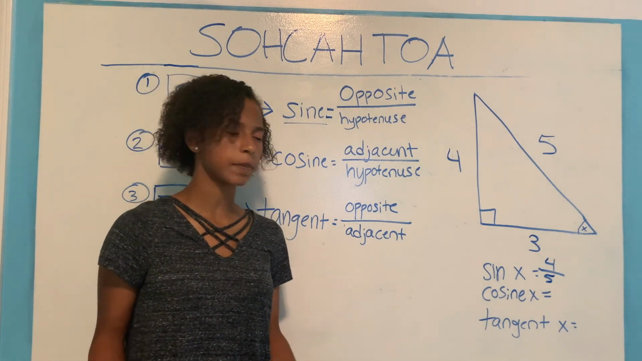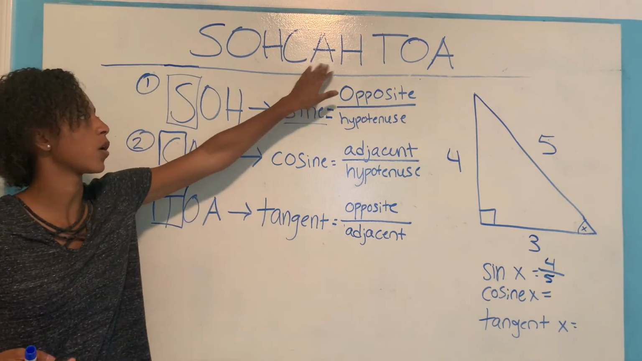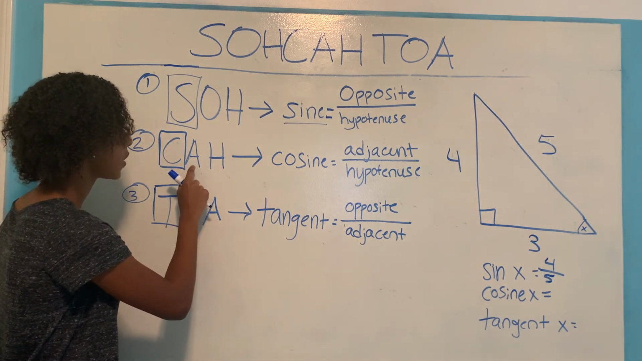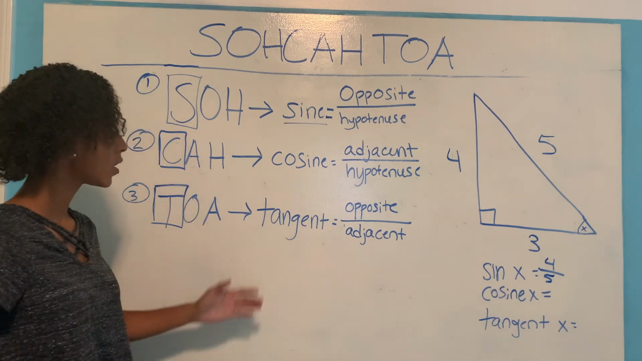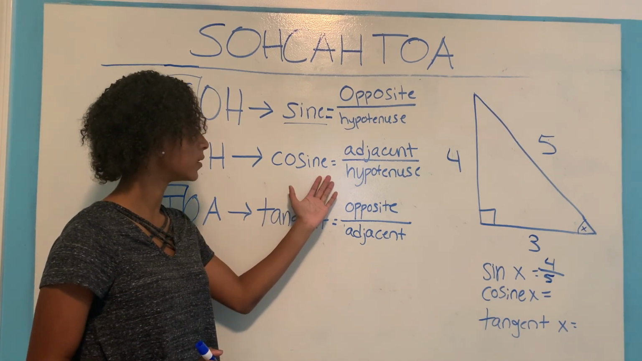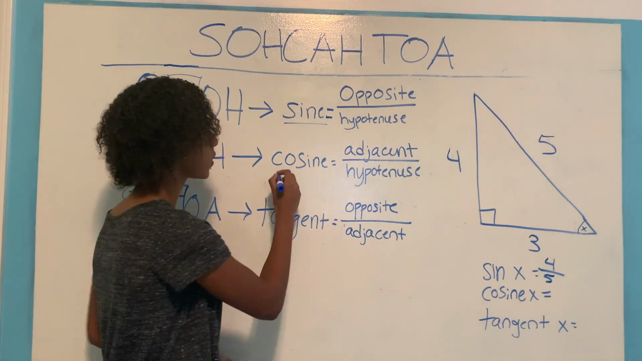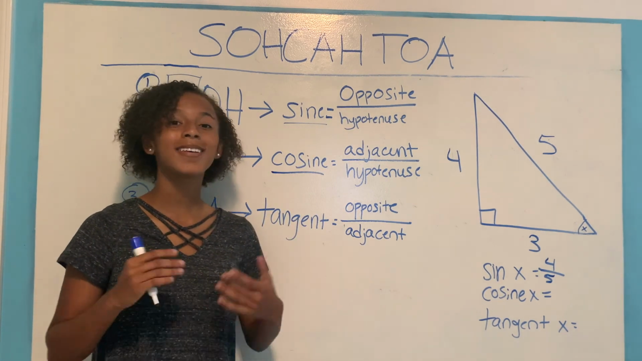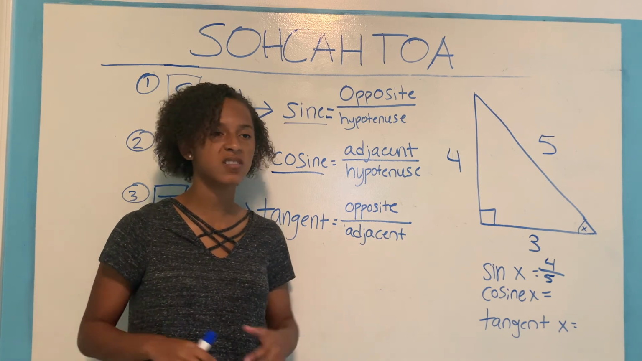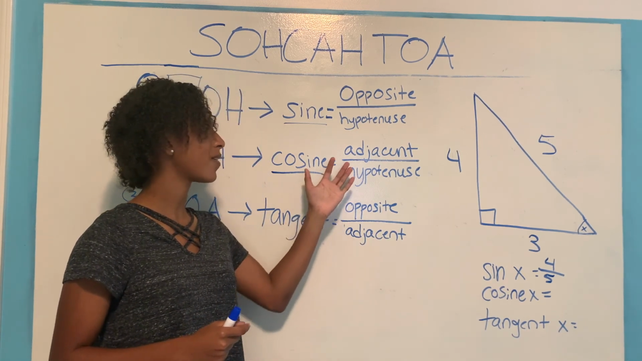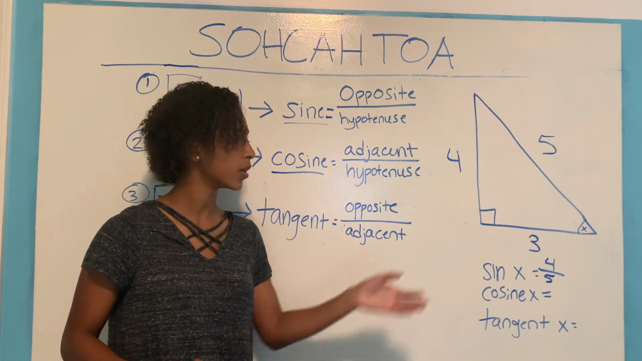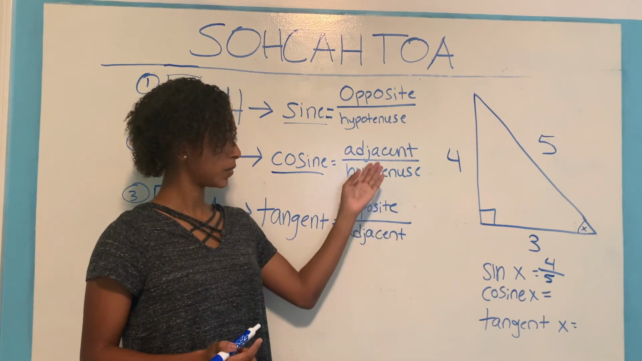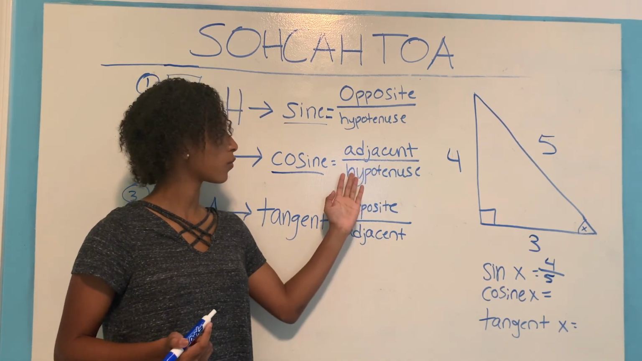Then let's move on to cosine. Cosine is the second part of Sohcahtoa, the CAH. First you have c, and this stands for adjacent and hypotenuse. We're going to break it down just like we did with sine. So cosine equals adjacent over hypotenuse. In case you don't know what adjacent means, it's like next to. So we're going to find the length of the triangle that is next to the angle we're focusing on, in this case angle x. So it's that adjacent length of the triangle over the hypotenuse of the triangle.